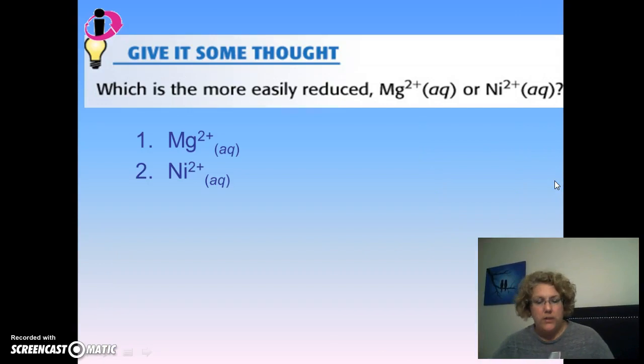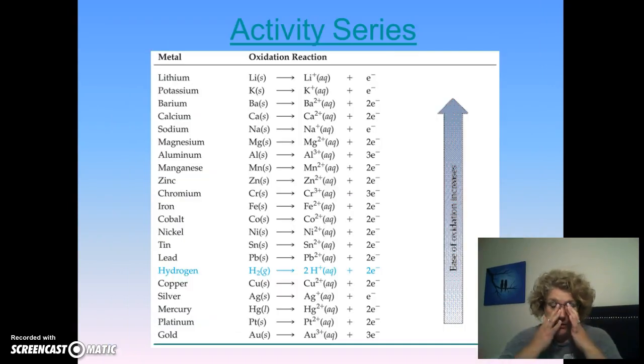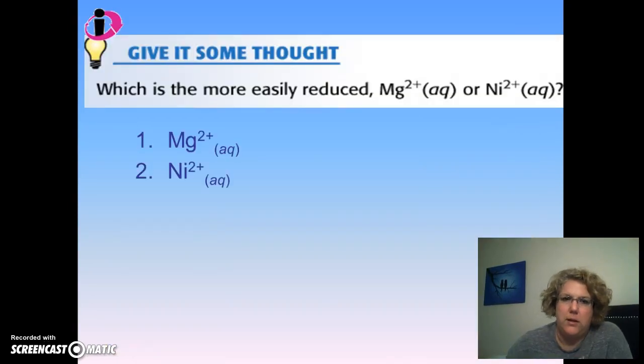Okay, so looking at your activity series, which one is more easily reduced? The magnesium 2+ or the nickel 2+? Okay, well, going back to the activity series, what it's asking isn't who's easier to oxidize, even though that's how this is written. It's actually asking the opposite question. Which one's easier to reduce? Which one is it easier to go the other direction, to get it to gain 2 electrons? So what were our choices? I already forgot. I think nickel was one. Nickel and magnesium. Okay.